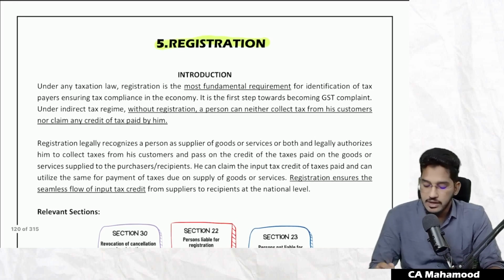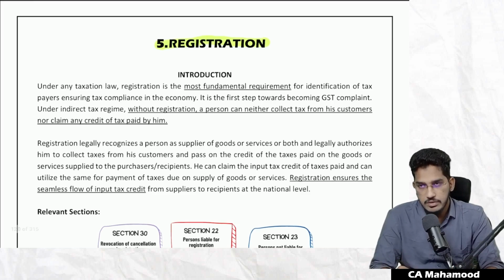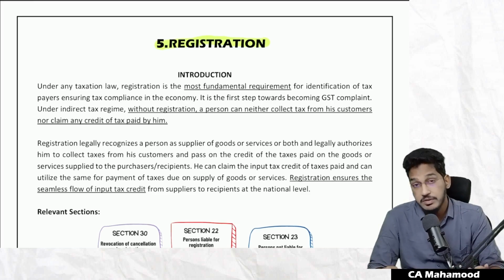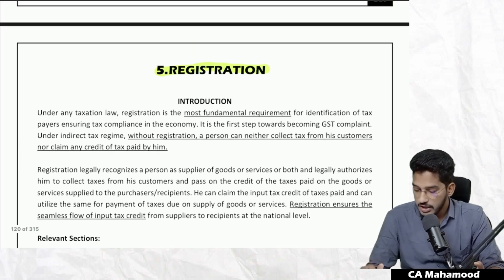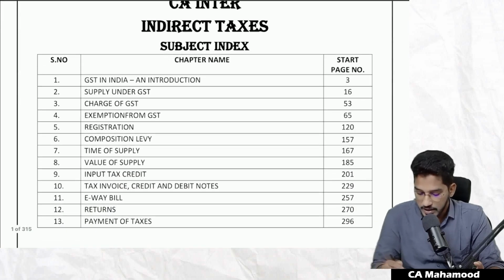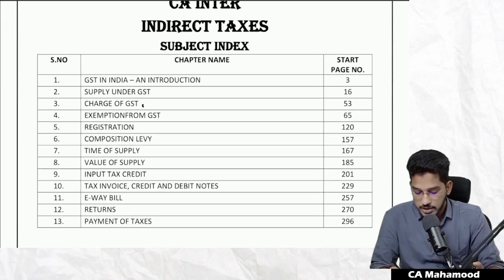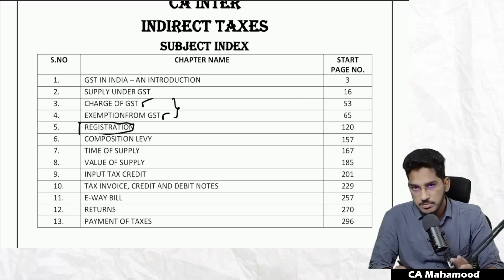Why? Because if you follow the index, before we come to registration, there are two more chapters in between. If you see the index here, we have something called charge of GST, and something called exemptions from GST. Now what I'm doing is skipping these two chapters. First we will complete registration. After we complete registration, then we look at these previous chapters.